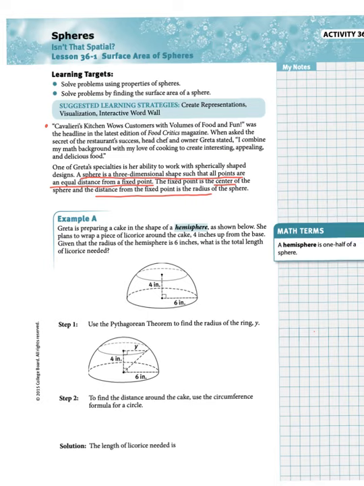As we look at the diagram down below, we see that Greta is preparing a cake in the shape of a hemisphere. Now a hemisphere, as we can see off to the side here, is simply the name for one half of a sphere. In this hemisphere, she's planning on wrapping a piece of licorice around the cake, but she wants that to be 4 inches up from the base. So for example, the licorice is going to go around the cake right here, instead of down at the bottom.